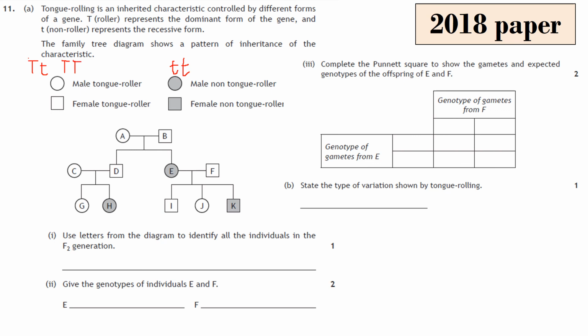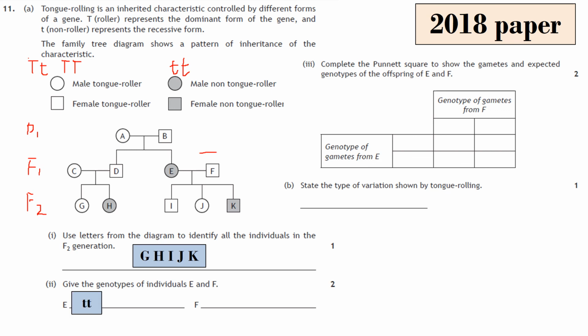So if it's got the white genotype, it must be either big T, small t, the heterozygous one, or big T, big T. So first one, use letters from the diagram to identify all the individuals in the F2 generation. This one is going to be P1, and then below that is F1, and below that is F2. So F2: G, H, I, J, K. Part 2, give the genotypes of individuals E and F. E has got the darker colour, so that means it's recessive. So E must be small t, small t.